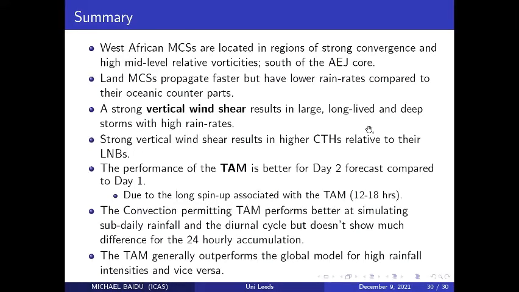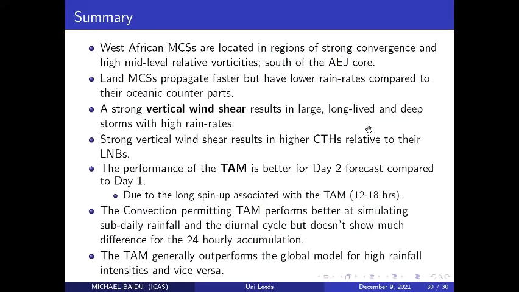Thank you so much, Prof. I'm happy to hear from you today. So I'm just going to start with the second question, which is the reason why the day 2 forecast is better than the day 1 forecast.